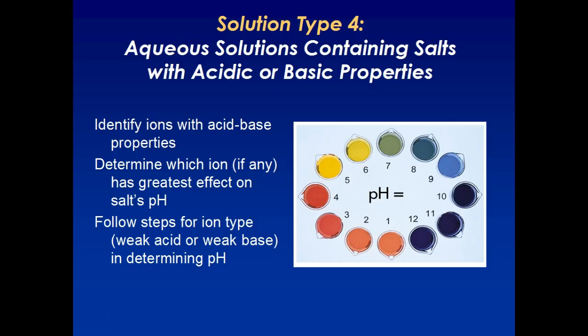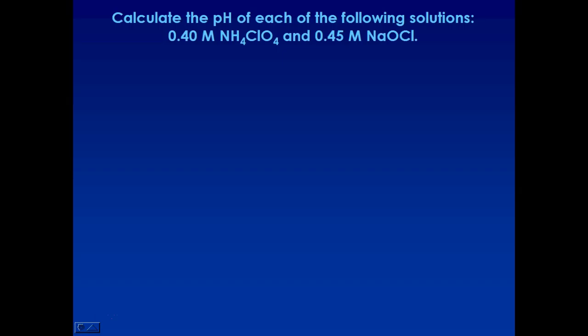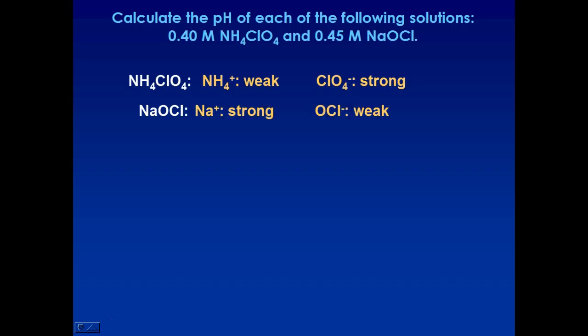the pH. So here we have NH4ClO4 and NaOCl. If I start with NH4ClO4, I know that NH4 plus is coming from something weak, while ClO4 minus is coming from something strong. Therefore, this particular salt is going to be acidic, while NaOCl is coming from a metal ion, which is strong, and OCl minus, which is a weak ion, so therefore it would be basic.